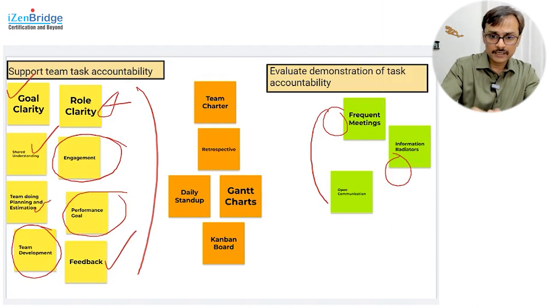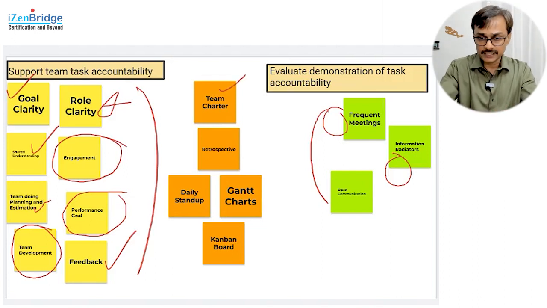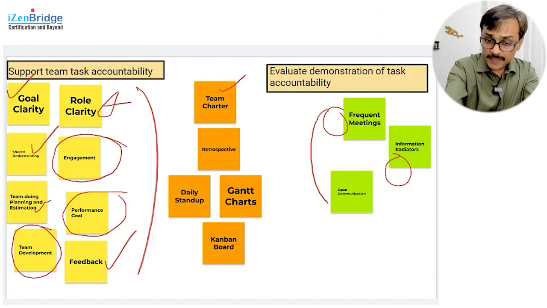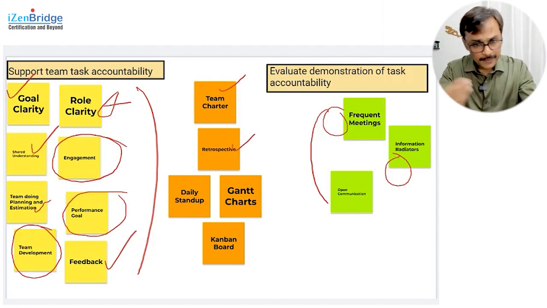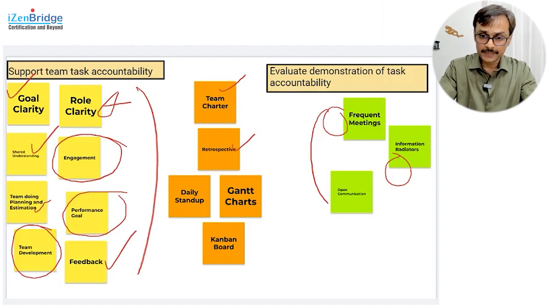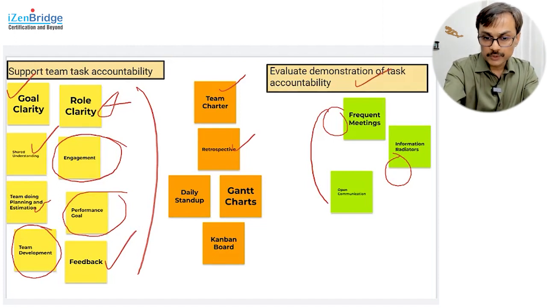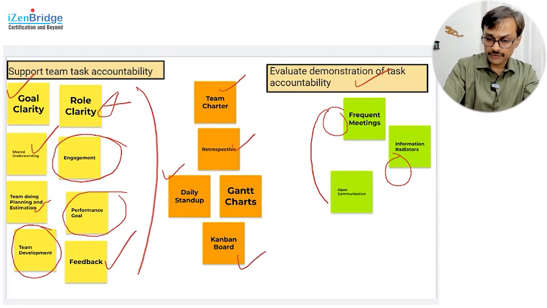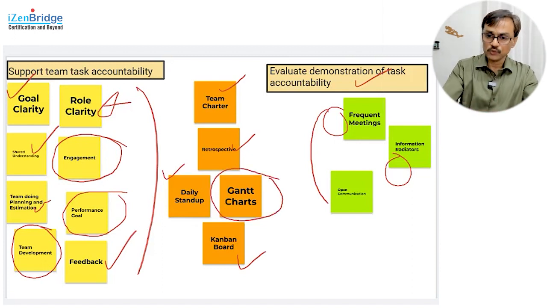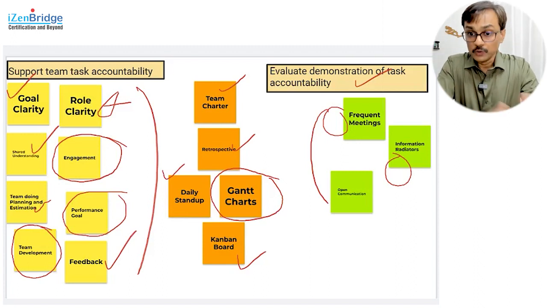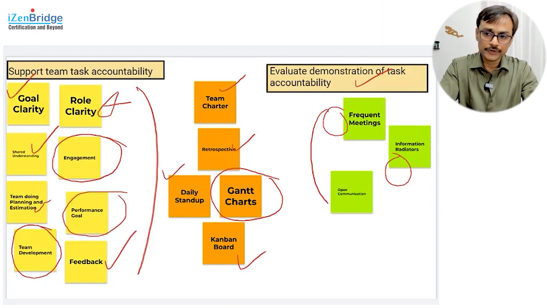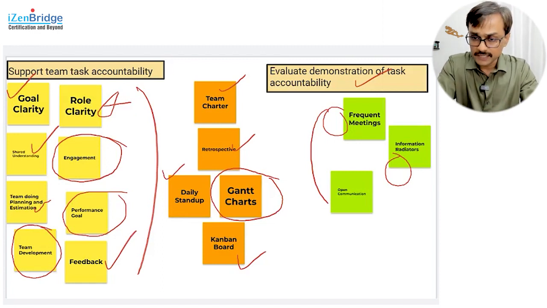Now some tools and techniques. You can use a team charter to clarify the task accountability. You can use retrospective meetings or a lessons learned meeting to take feedback on task accountability and how things are happening. In order to demonstrate task accountability, you can use daily stand-up. You can use a Kanban board in case of an adaptive way of working. In case of a predictive way of working, you may have a Gantt chart which shows who is expected to work where, so that people can understand this is my accountability and I will be held accountable for it. And we need to talk about it if something is going wrong, and we need to improve it so that at some point in time we start meeting our stakeholder and client expectations.